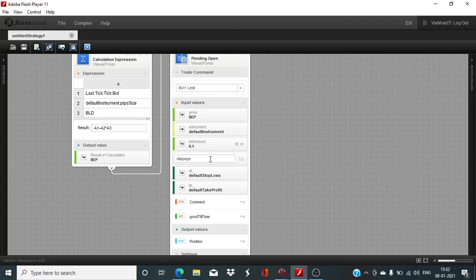Slippage comes handy when we have to look at the volatility, and we don't really want the trades to happen when there is too much of volatility, and the slippage can be quite big. So we have to set the slippage limit, and beyond that, if there is slippage, the order will not execute. Usually I keep it at 2 pips.